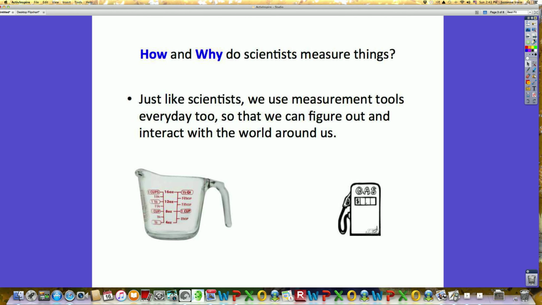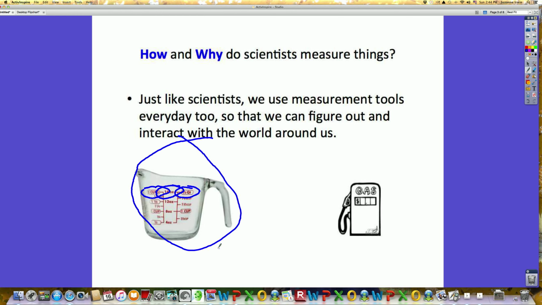We too use tools to measure things around us in everyday life, when we're acting as scientists or just when we're acting as ordinary people. If you cook, you may have seen this before. This is a measuring cup, and the units that you use when you measure are usually ounces or cups or quarts or gallons, because in the United States these are the typical units we use to measure volume.